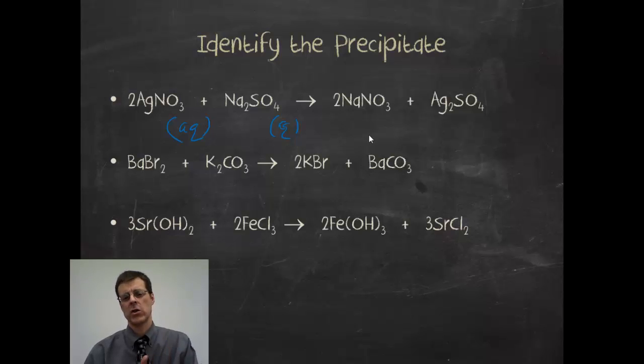And somewhere along the line, we're going to have a product with an S, solid, whether it's the first one or the second one. That's what you have to figure out. Second thing is, if we're talking about a precipitate, it is the solid product. So I only need to look at the product side of the reaction.